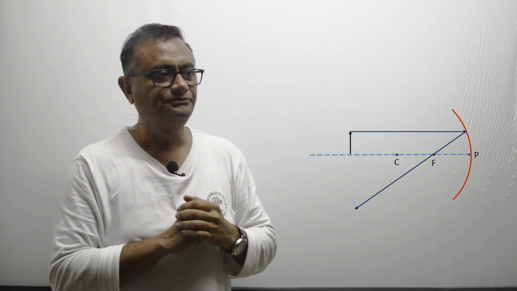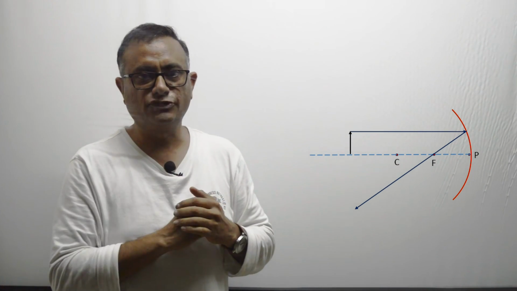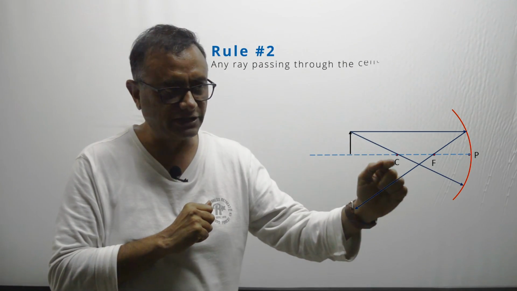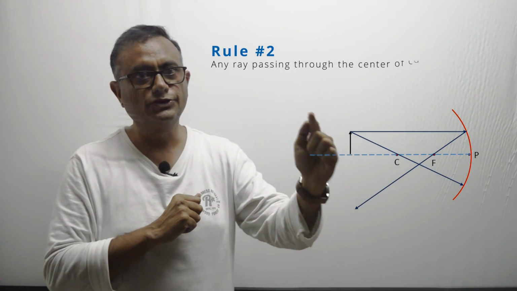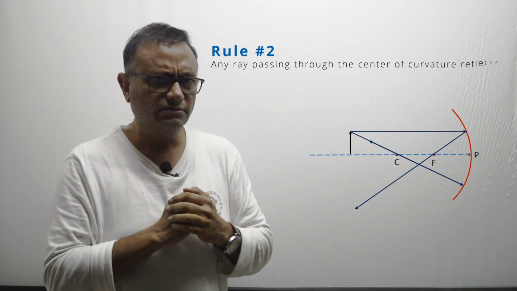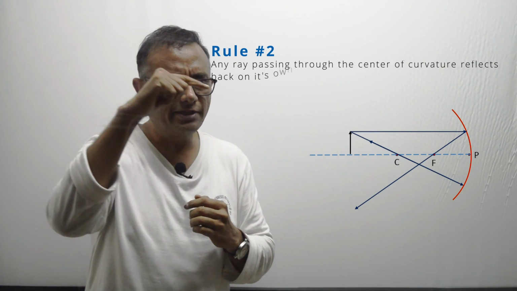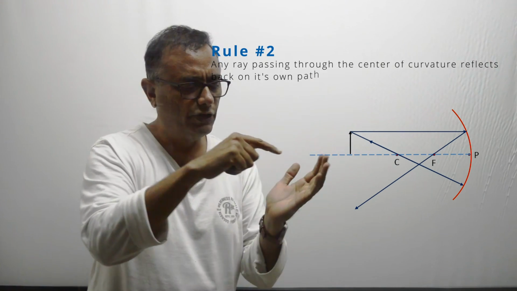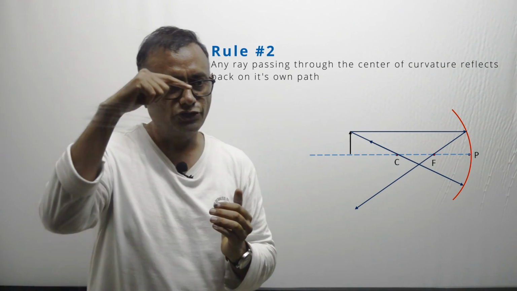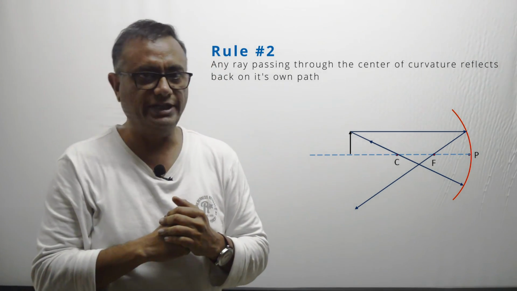That is rule number 1. Then we employ a second rule for image formation. What is that second rule? Any ray that goes through the center of curvature is always going to retrace its path. That is rule number 2. Why does the ray retrace its path? Because a ray that passes through the center of curvature will always be normal at the point where it hits the mirror. If the ray is incident normally, it is always going to retrace its path.